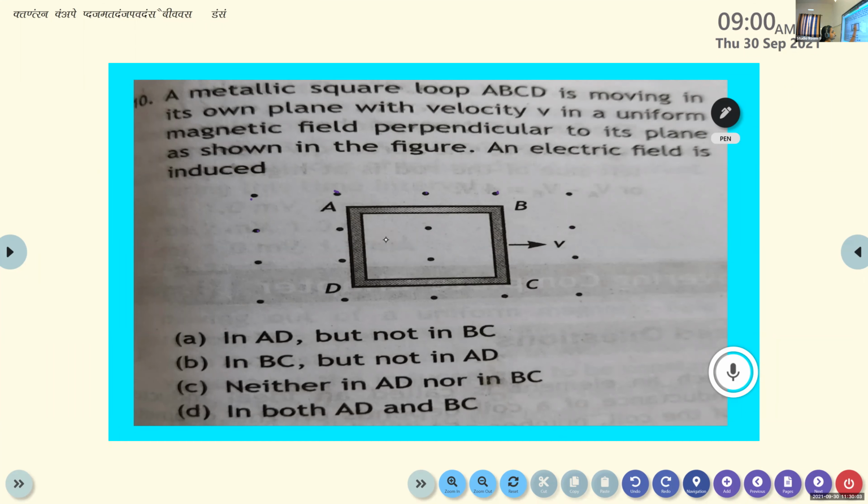Okay, I'm just asking here. That is not the question. Here we want to calculate where an electric field is induced. Here ABCD is a metallic square loop that is moving inside a uniform magnetic field with a velocity V. Then what do you think? The electric field is induced either in AD only or in BC or in both AD and BC, or neither in AD nor in BC.